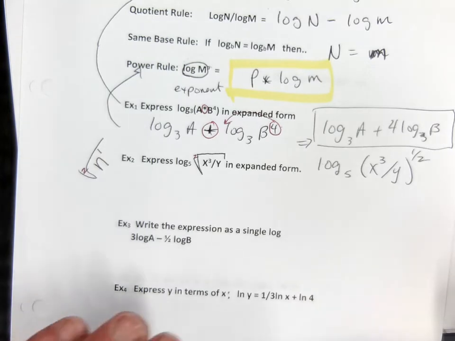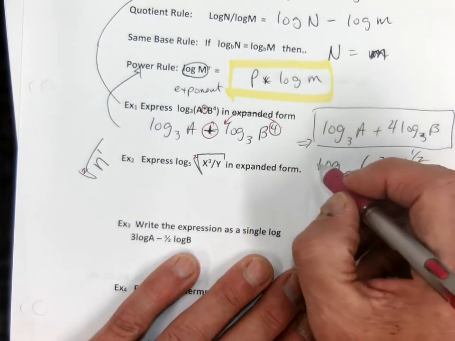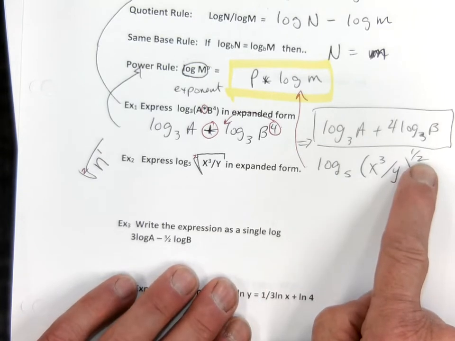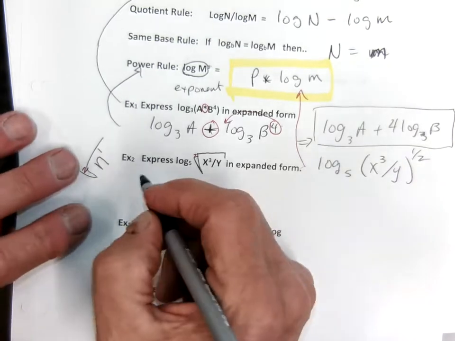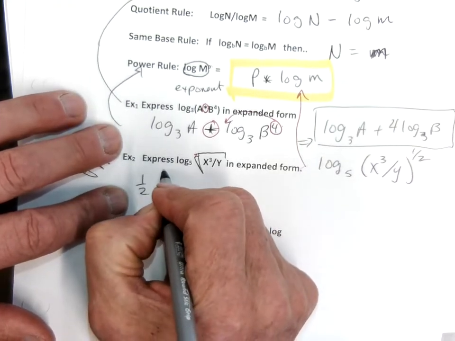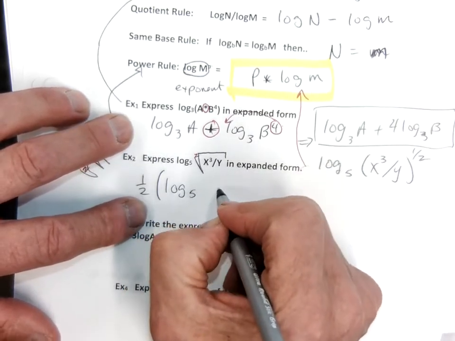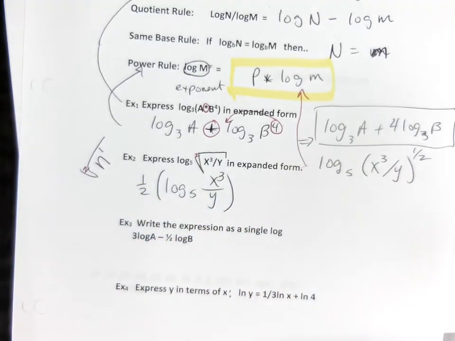So now the first thing I'm going to do is use my power rule. So the first thing I'm going to do is use this rule up here first. I'll take the 1/2 and I'll bring it down. Okay, so if you've got an exponent, I'm just going to bring it down. So I'll rewrite it as a 1/2 times my log base 5 of x cubed over y. All right, how am I doing? So you got an exponent, always comes down. I used to say float the exponent down, get a logarithm, float the exponent down, okay?